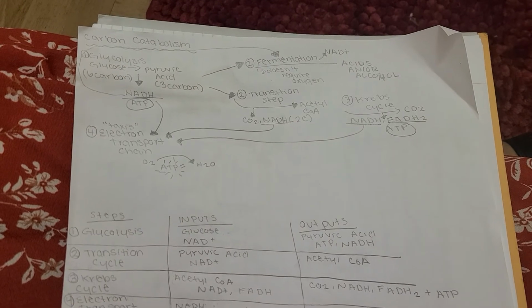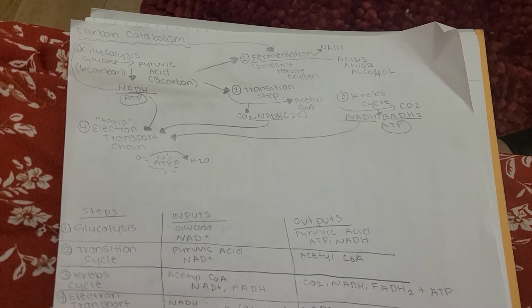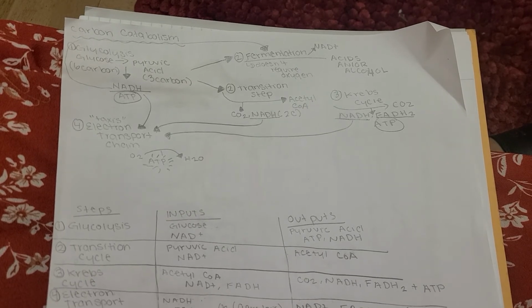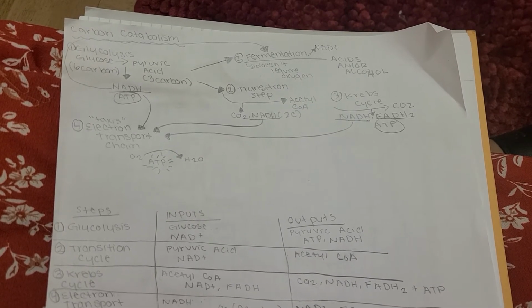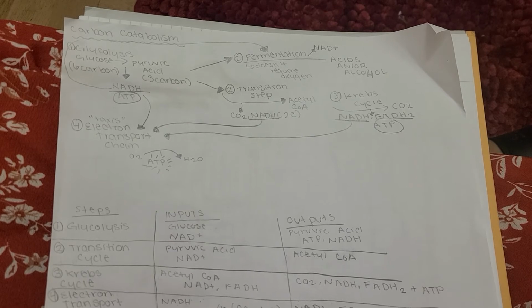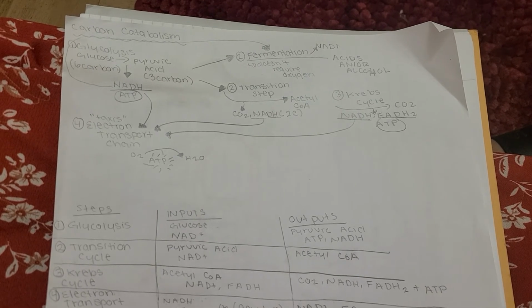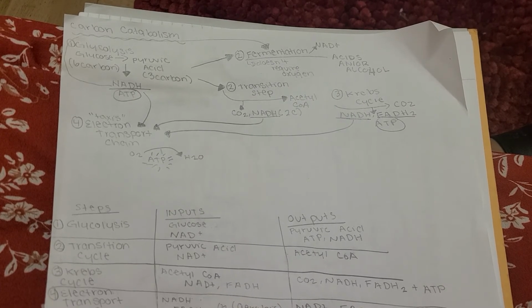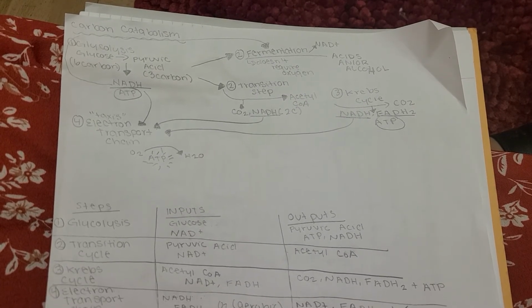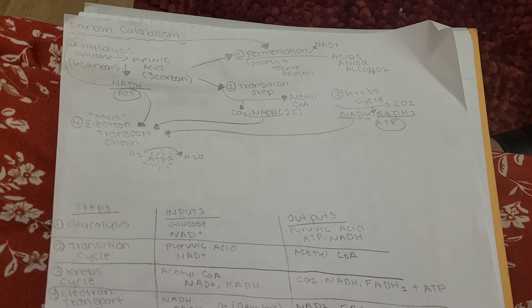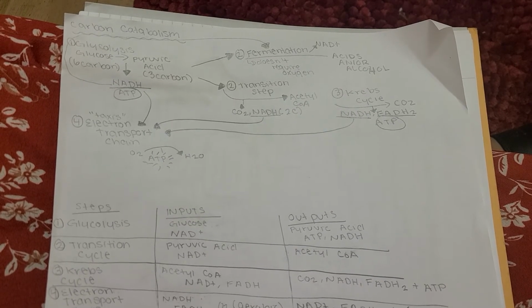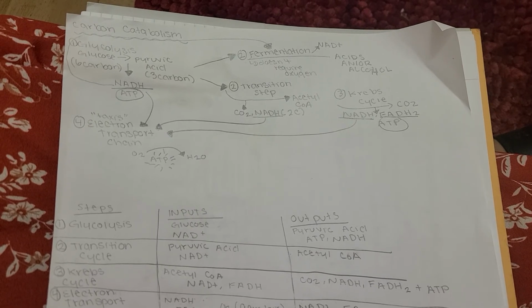So as I mentioned earlier, all 3 steps, glycolysis, transition step, and the Krebs cycle, will be brought to an electron transport system that is embedded in a membrane, and the electron carriers will deliver those electrons as a source of energy, creating a proton motive force and ATP.